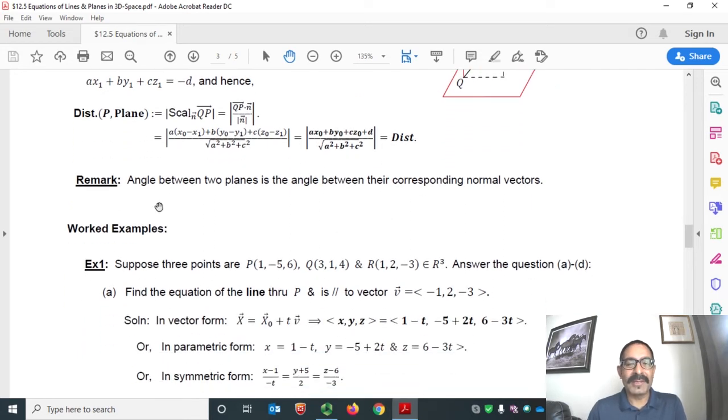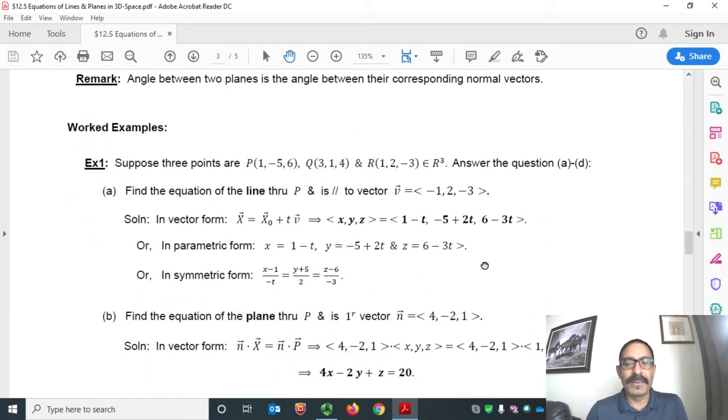One quick remark. The angle between two planes is the angle between their corresponding normal vectors. So now with this theory, let's do some examples.